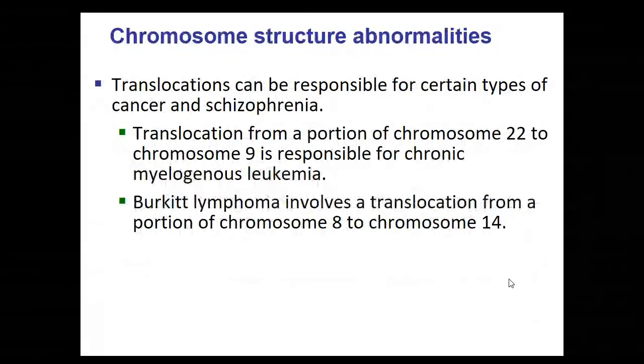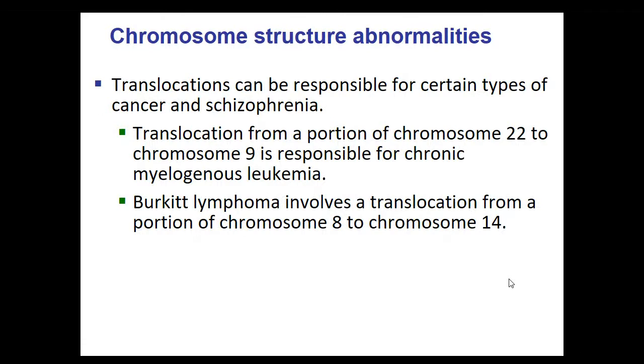Translocations can cause some kinds of cancers, and also schizophrenia is known to be at least partly genetic. It seems to run in families. I guess scientists have found what gene on which chromosome is involved. Chronic myelogenous leukemia, that's a form of cancer. Burkitt lymphoma, that's another kind of cancer of the lymphatic system.